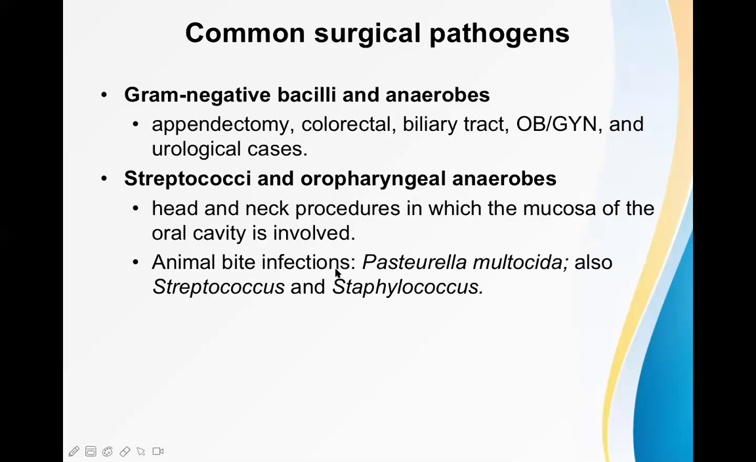If somebody is suffering from animal bite, then these organisms may be implicated, like Pasteurella multocida. Pasteurella multocida is a type of bacteria, a gram-negative organism. Streptococci and staphylococci can also be there.